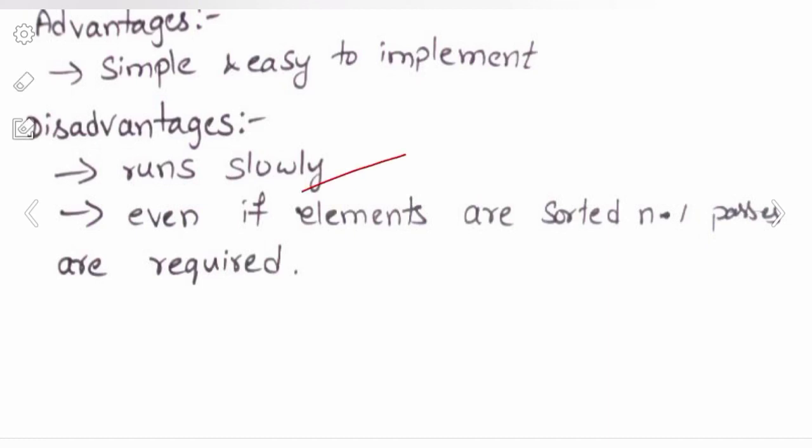So it runs slowly. And the next one is, even if the elements are already sorted in the given list, we have to perform the n-1 passes, right? So this is also one of the drawbacks of the bubble sort. When the input array contains a large number of elements, the efficiency of the bubble sort decreases gradually. So that is the main drawback of the bubble sort. Bubble sort is also called sinking sort or exchange sort. This is the basic sorting technique, and this is all about the bubble sort.